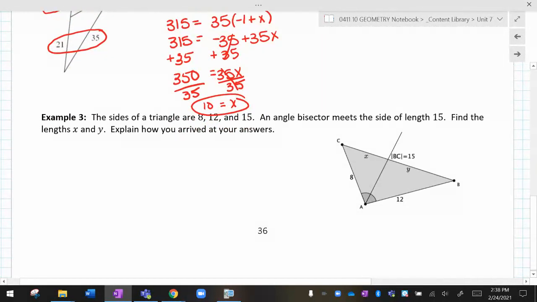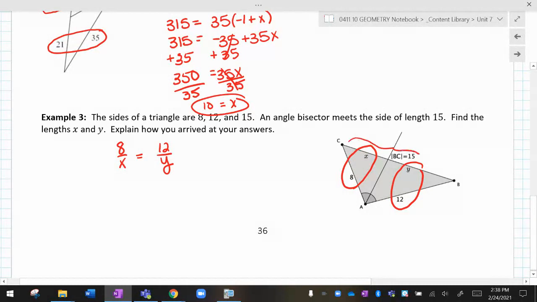Three sides of a triangle are 8, 12, and 15. An angle bisector meets the side length of 15. Find the lengths of x and y. Now, this is more realistically how you would be using this. You would normally know the three side lengths of the triangle, but you just don't know how they get split up. So, if I have an angle bisector, I know 8 over x equals 12 over y. By the way, if you wanted to, you could set that up as x over 8 equals y over 12. That is also equivalent. But that's too many variables.